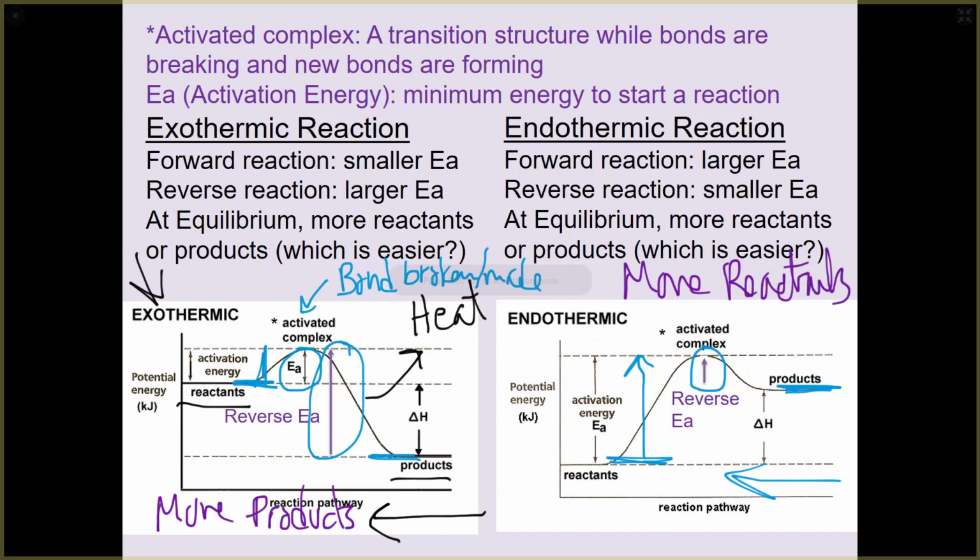So the height of the activation energy gives you a clue of whether at equilibrium you'll have more reactants or whether you'll have more products. For an exothermic reaction, you'll end up with more products. For an endothermic reaction, you'll end up with more reactants.